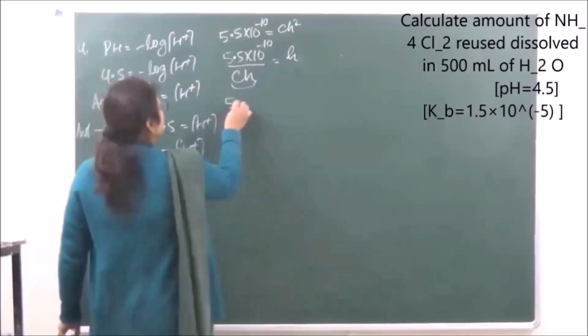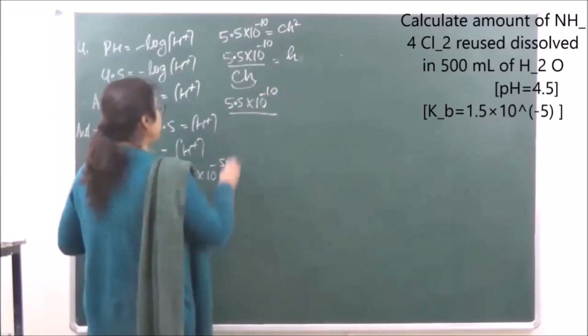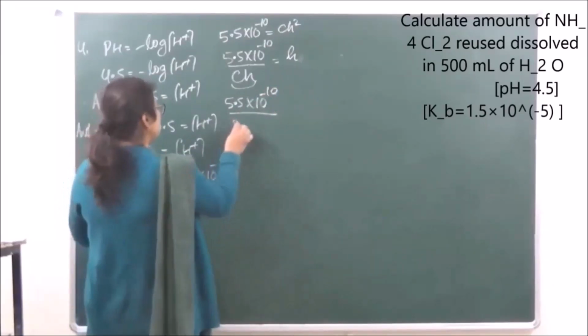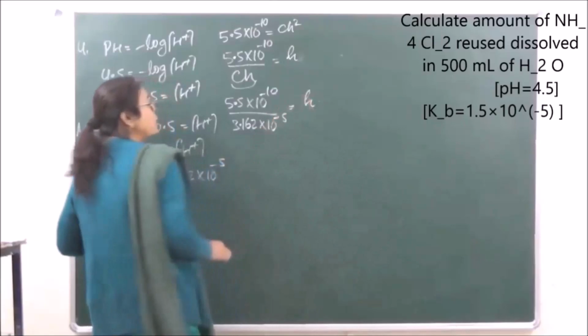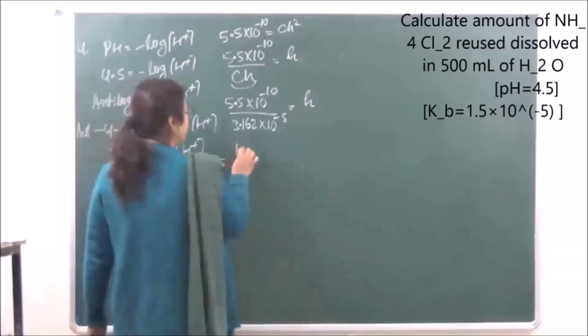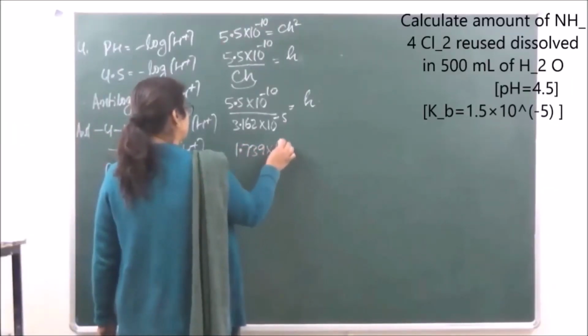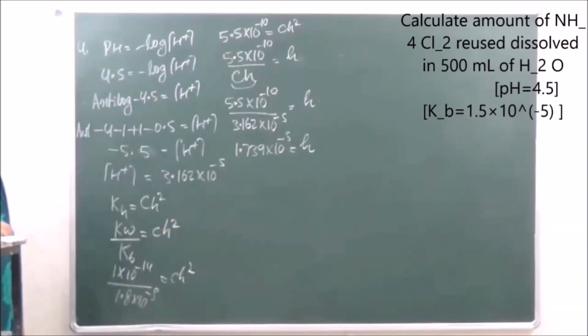So let's put down the value upon C. What is our concentration? 3.162 into 10 raised to power -5. That is going to be the value of h. Okay. So when you calculate this, it comes to 1.739 into 10 raised to power -5. That is the value of h. Okay? So now you need to calculate the value of concentration.